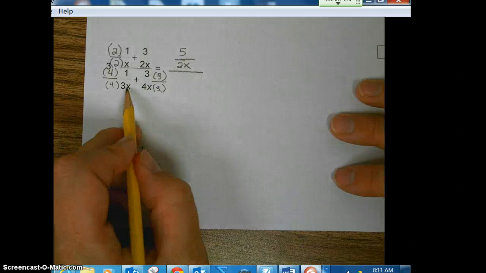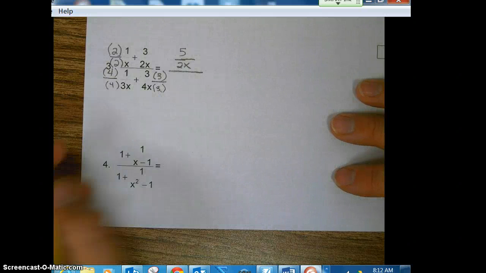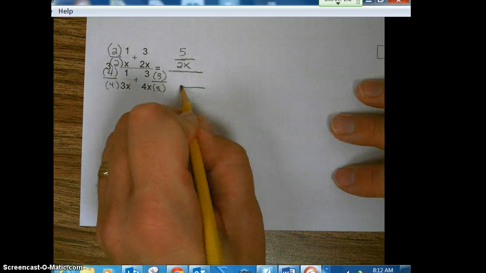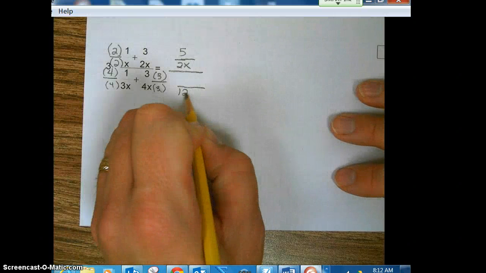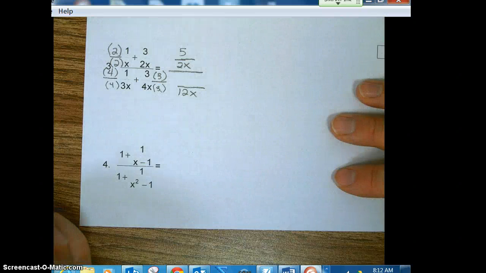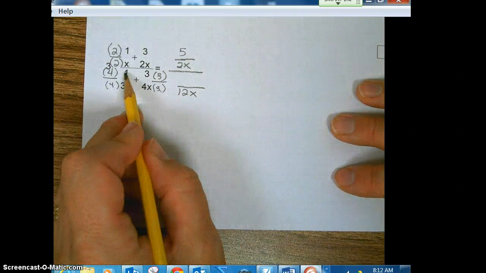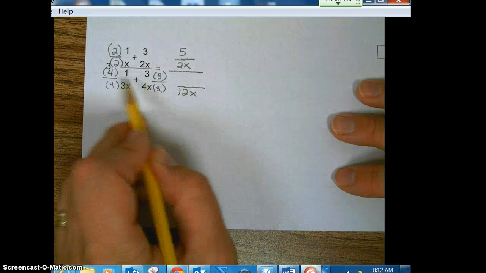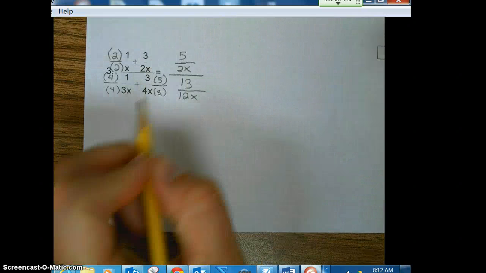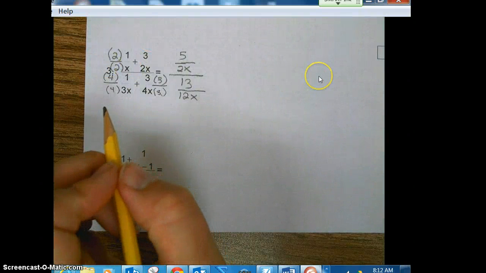Alright, this one has an x and this one has an x. So we're good to go. So my common denominator is going to be 12x. 12x and 12x. Denominator stays the same. Okay, 4 times 1 is 4. Plus 3 times 3 is 9. So 4 plus 9 is 13.